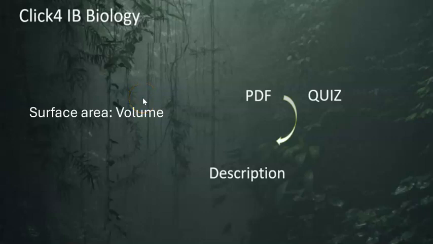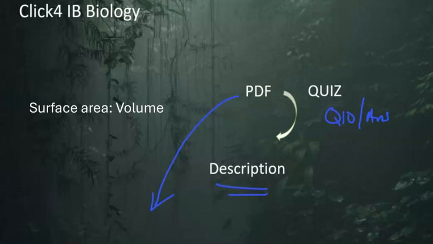Click for IB Biology. We're now looking at the phenomena of surface area to volume ratios in organisms, and in particular at the cellular level. There's a PDF of this presentation down in the description, where you'll also find 10 questions with the answers, of course, so that you can check your progress.